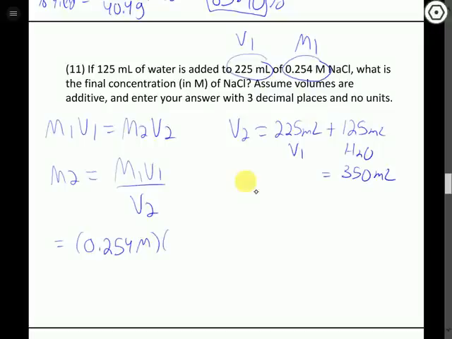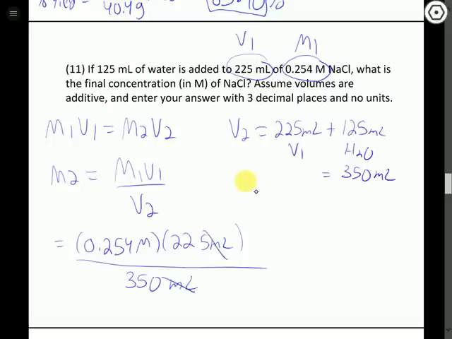V1 is the initial volume. Now when you're using M1V1 equals M2V2, you don't have to convert your volumes into liters, because in this case, the volumes cancel out. 350 milliliters is our V2. So milliliters cancel out, which means we can use that as our volume. We don't have to necessarily convert.